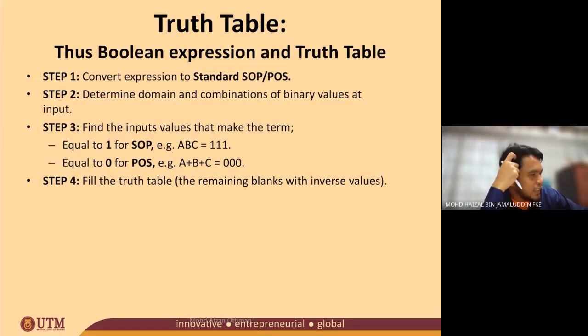So these are the steps in order to convert the standard SOP or POS into the truth table. So for example, if you are given an equation, okay, first step, you convert the expression to the standard SOP or POS. Then you determine the domain and combination of binary value at input. So you determine the combination is 000, 001 or whatever, which is represented by the standard SOP or POS.